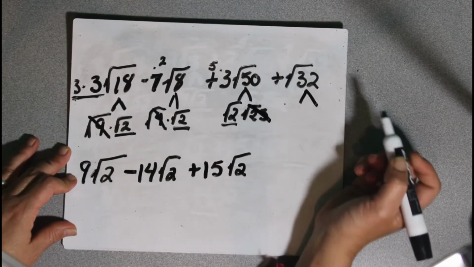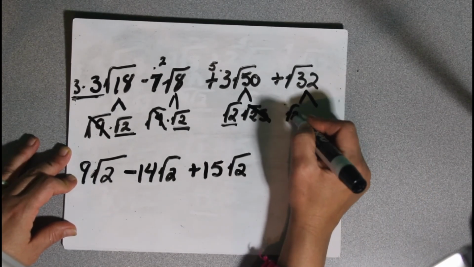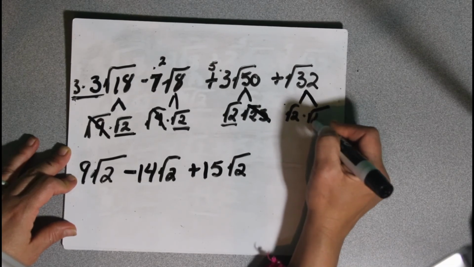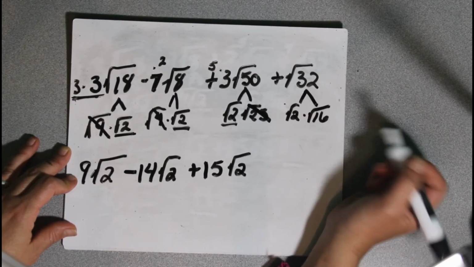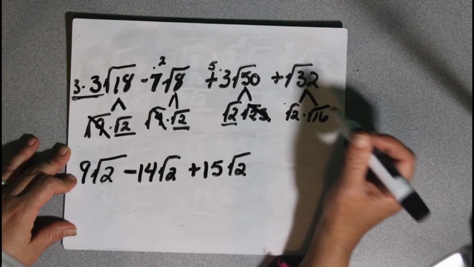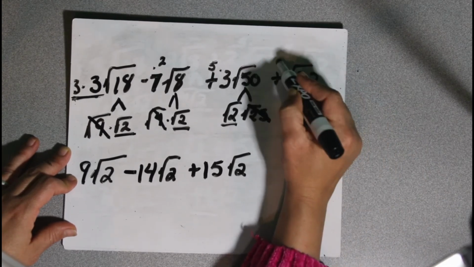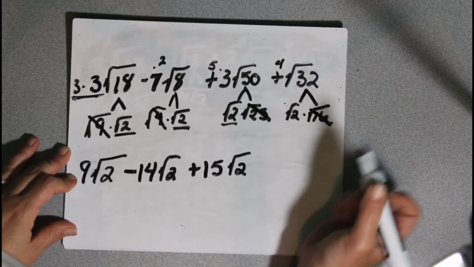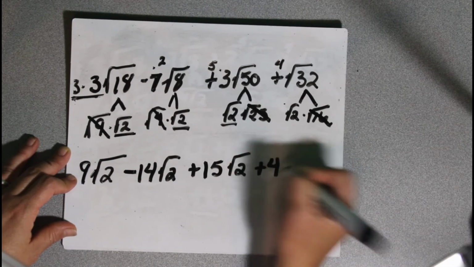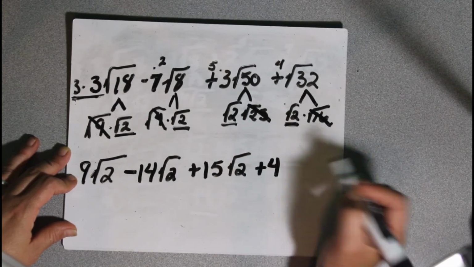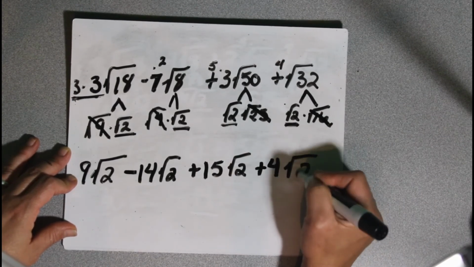And then 32, the easiest way to do that one would be the square root of 2 times the square root of 16, because 2 times 16 is 32. The square root of 16 is 4. Now we don't have anything to multiply it by over here, so we're just going to write plus 4. And we still have the square root of 2. 4 times the square root of 2.